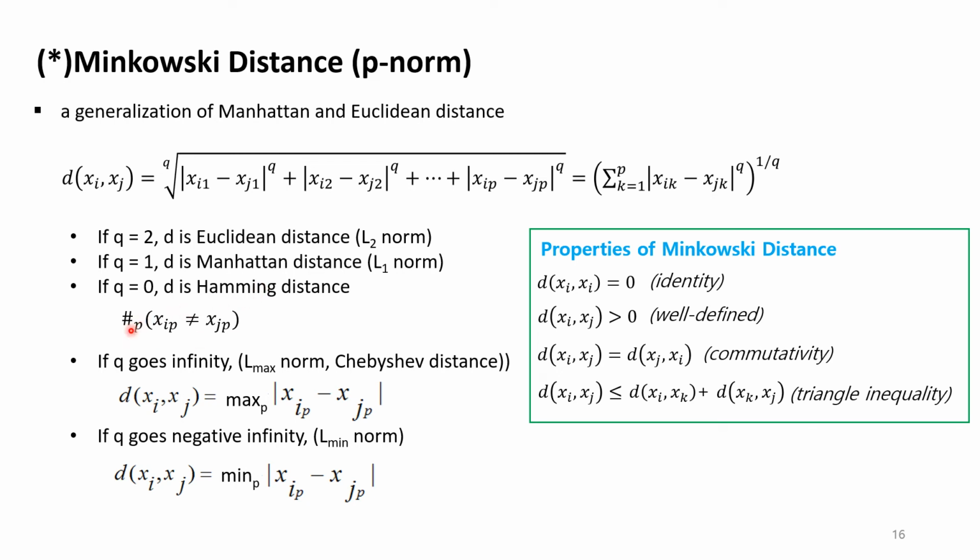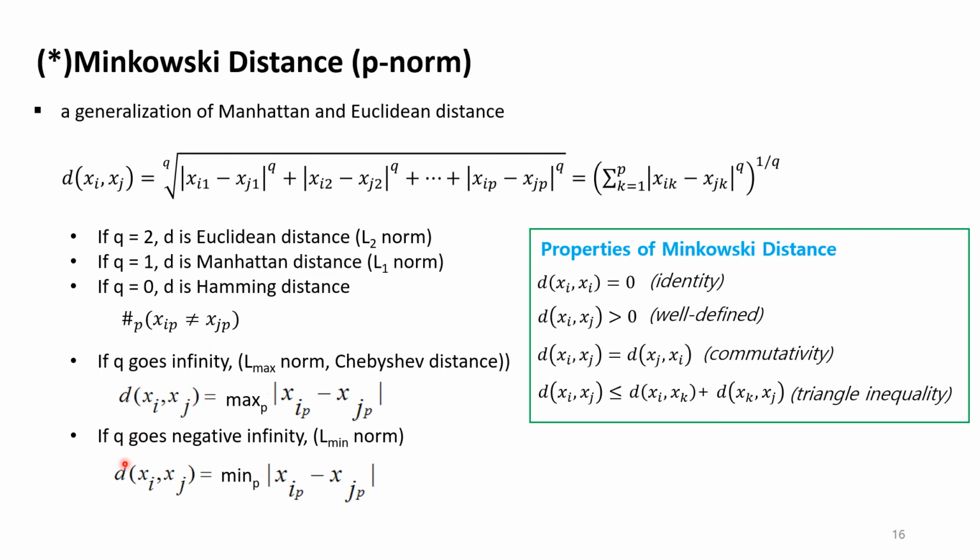This is simply the number of different attribute values. That's a Hamming distance. This happens when q equals 0. If the q value goes to infinity, then this distance means it's the maximum difference between attribute values. And that's the definition of Minkowski distance when q becomes infinite.